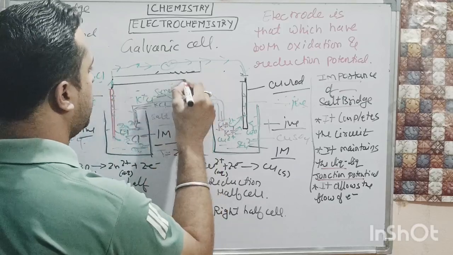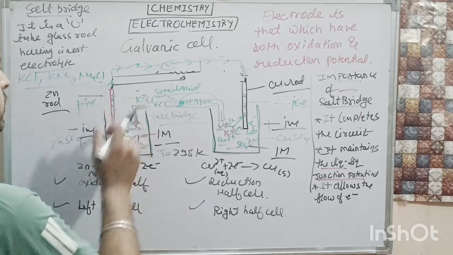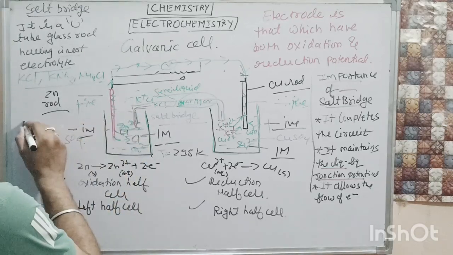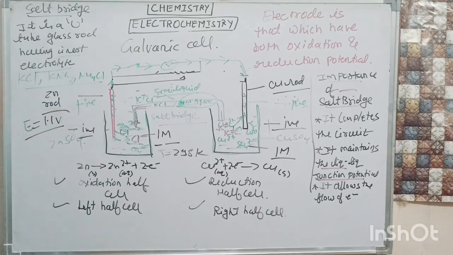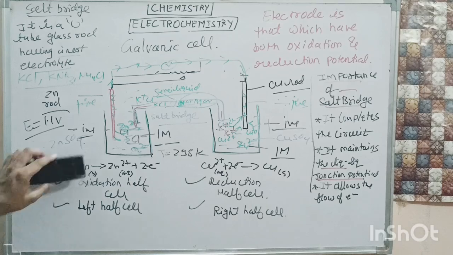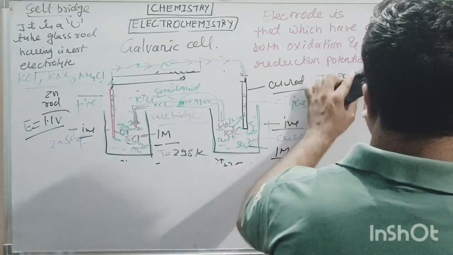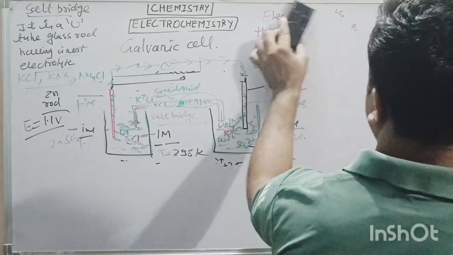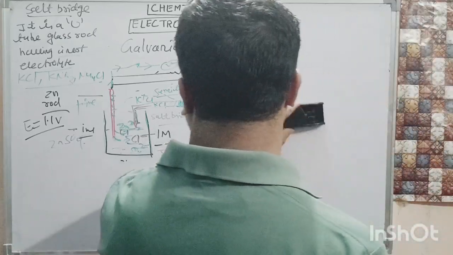And suppose the potential of the cell is set to be 1.1 volt. Potential of a cell is 1.1 volt. There are three conditions possible. You can take the screenshot of this cell. Now let's look at the three possibilities in this.